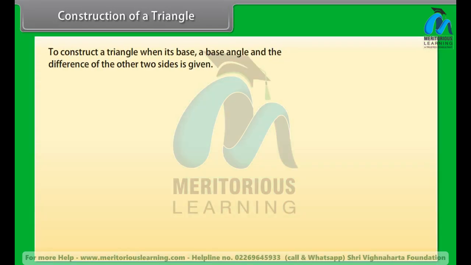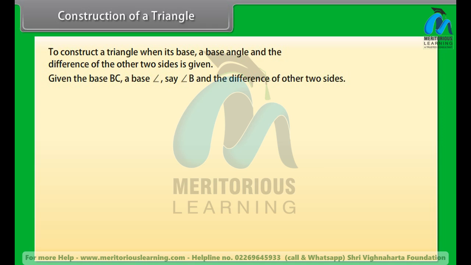Now we will construct a triangle when its base, a base angle, and the difference of the other two sides is given. Given the base BC, a base angle, say angle B, and the difference of other two sides. Here we have two cases. The difference can either be AB minus AC or AC minus AB. We have to construct the triangle ABC.